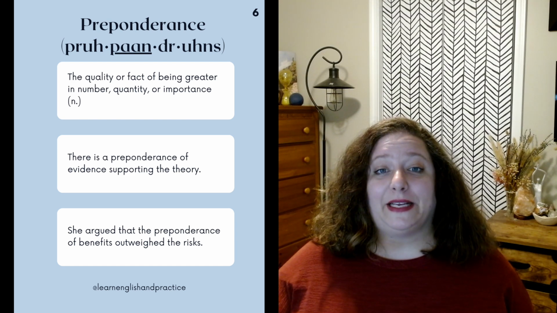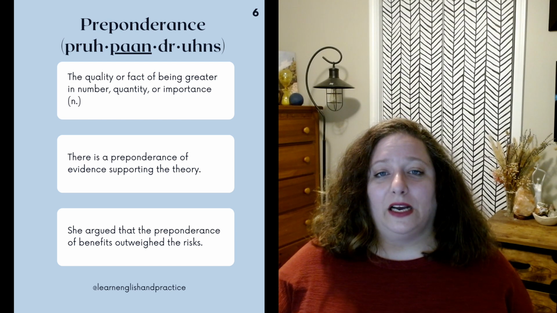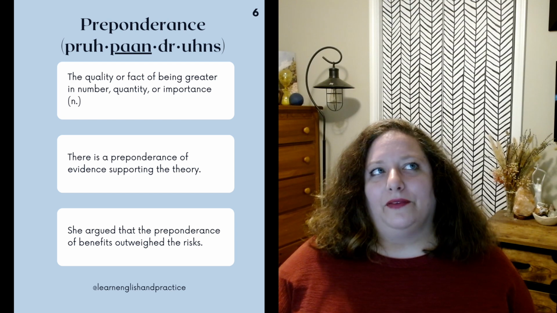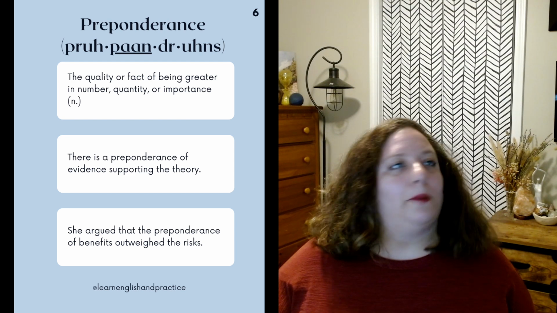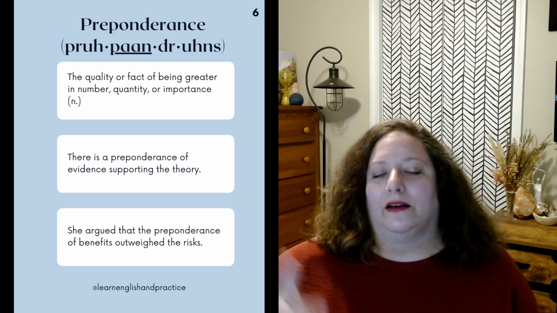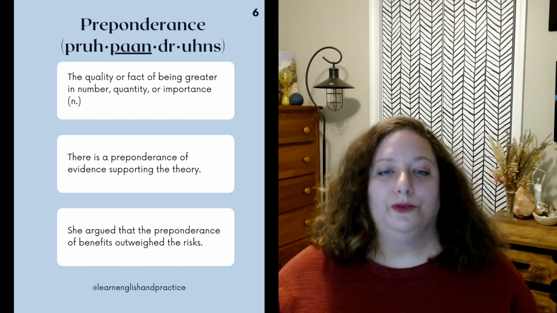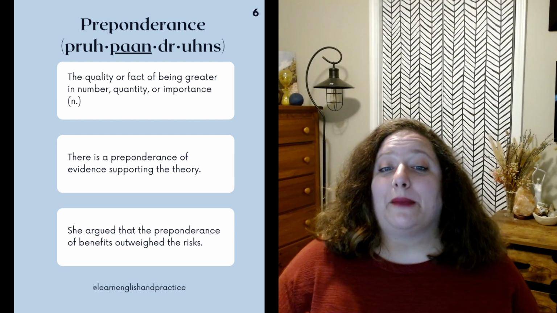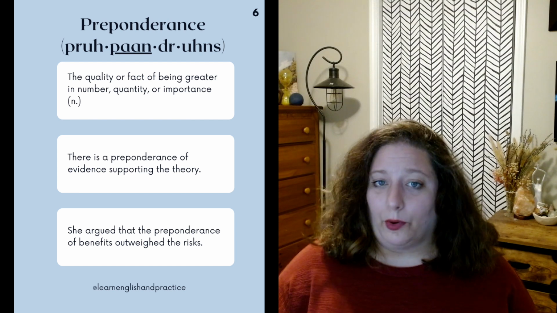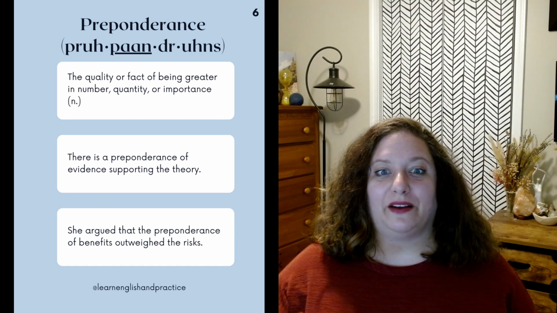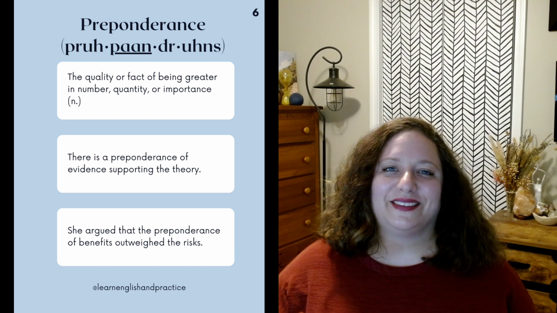Preponderance. This means the quality or fact of being greater in number, quantity, or importance as a noun. And I've heard this in the context of like a preponderance of evidence. So there's a lot of evidence that something is true in a legal case. Examples are: there is a preponderance of evidence supporting the theory. She argued that the preponderance of benefits outweighed the risks.